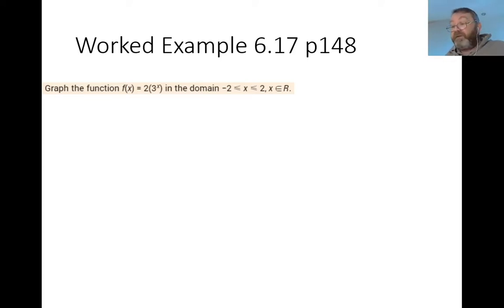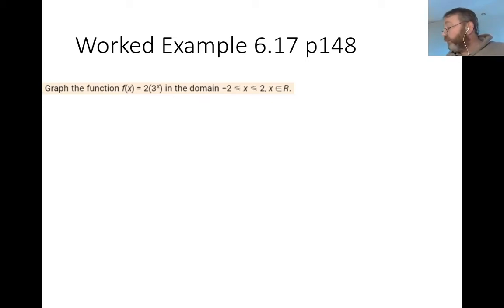Graph the function f of x equals 2 times 3 to the x in the domain from minus 2 to 2. Again, use your trusty calculator. If you know how to, turn on your table and graph your points. Put in your function as 2 bracket 3 to the power of x, then close your brackets. Start at minus 2, finish at 2 and take steps of 1.